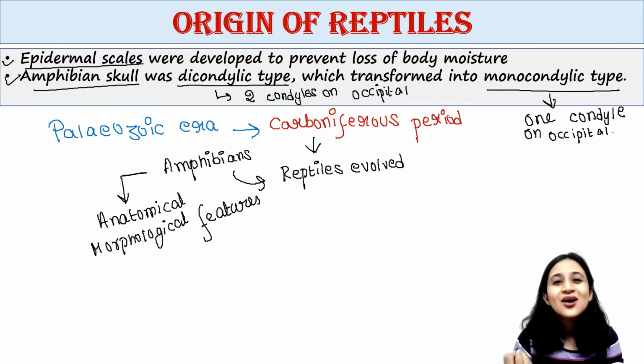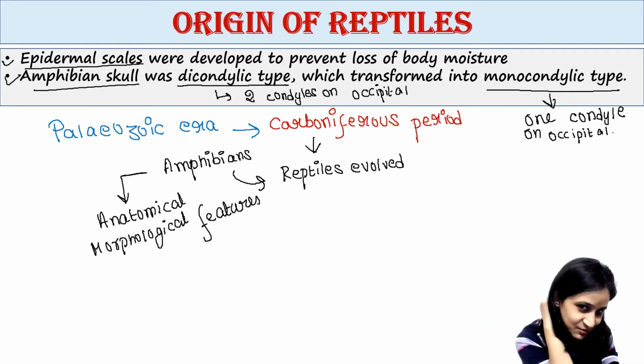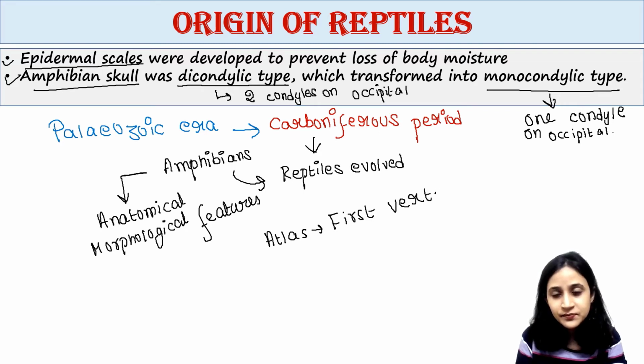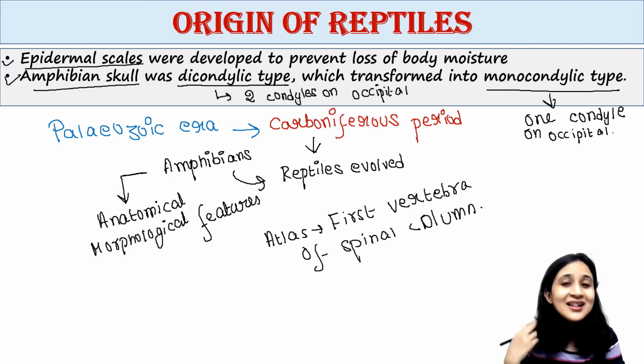Okay, so what is the occipital condyle? The occipital condyle is a rounded projection that is present on the posterior part of our skull. A few smaller bones accumulate to make this structure. And the skull is bound by the first vertebra of the spinal column. So what is the first vertebra of the spinal column? That is atlas. Atlas is the first vertebra of the spinal column, and the skull is bound to this atlas with the help of those condyles.